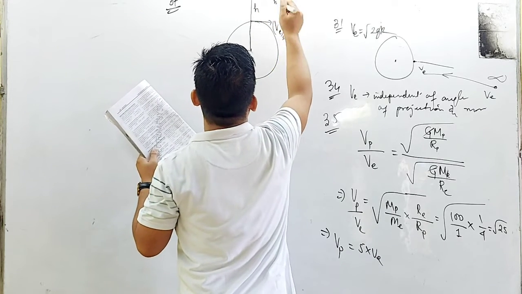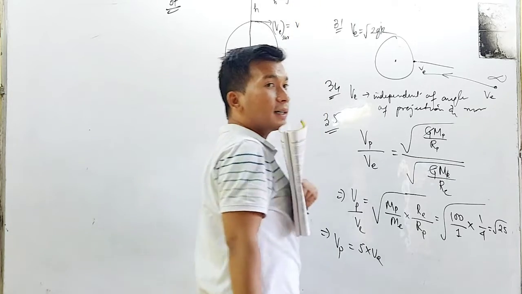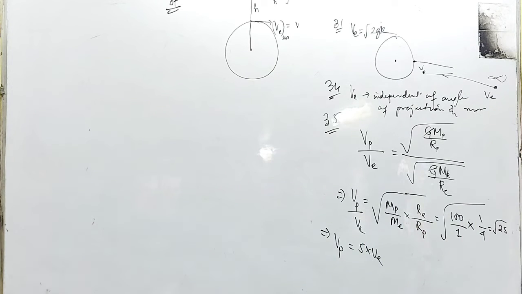Escape velocity from the height, I said, this is equal to f v_E. Understand the graph? The question says the escape velocity from the surface of the earth is given as v_E, and the escape velocity from some certain height h above the ground is given as f v_E. You should find out the value of f. Question understood? Now look.